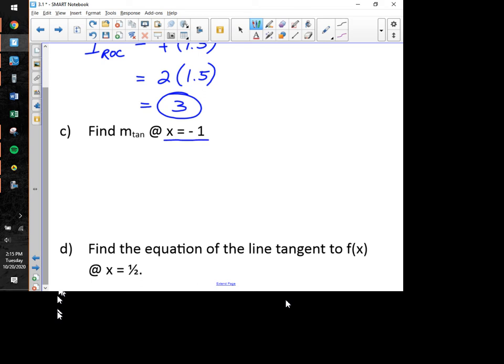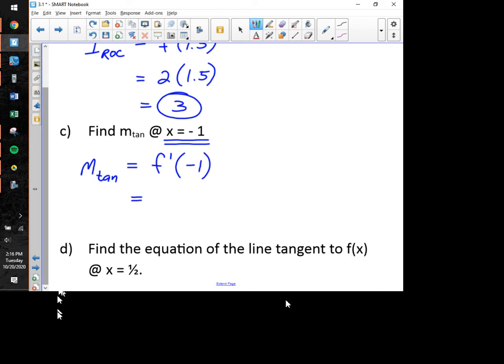So I'm looking at a different spot than I was in example B. Well, how do we find the slope of a tangent, everybody? We find that by taking our derivative, f prime of x, and evaluating it at whatever x value you need to, which for us here is -1.